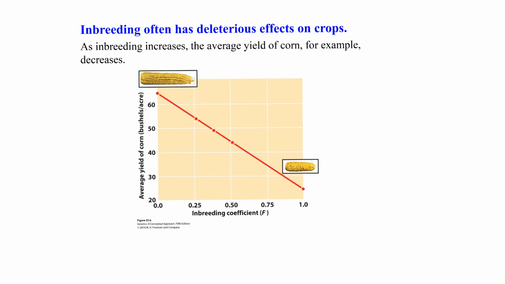Similarly, inbreeding very often has a deleterious effect on crops. This is in corn, where with increased inbreeding coefficient, you see that average yield goes down. And if you come to full inbreeding, the yield is very, very low. We already discussed the exception when homozygotes are beneficial. There are some exceptions like that, but in most cases, inbreeding is harmful also for crops.